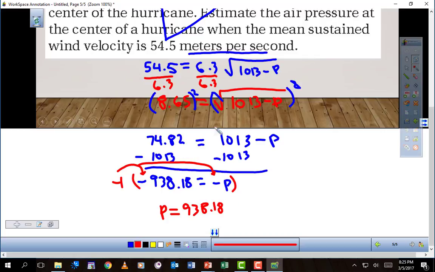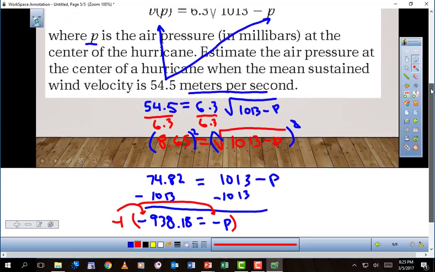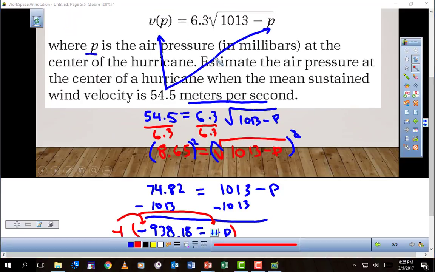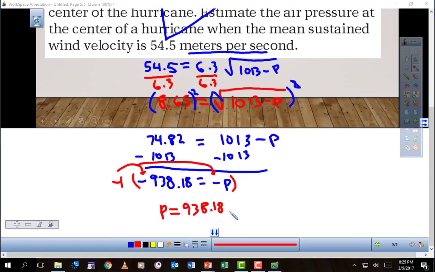Well, of course, this answer would be in what unit? I think it would be in millibars. Yeah, see up here, the air pressure is measured in millibars. So that would be millibars like this, MB. Now it seems like a lot of air pressure, doesn't it?